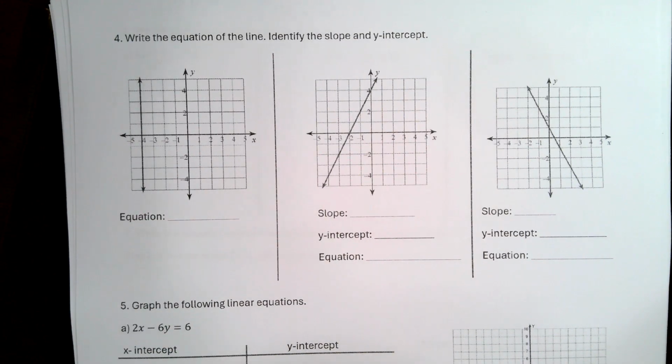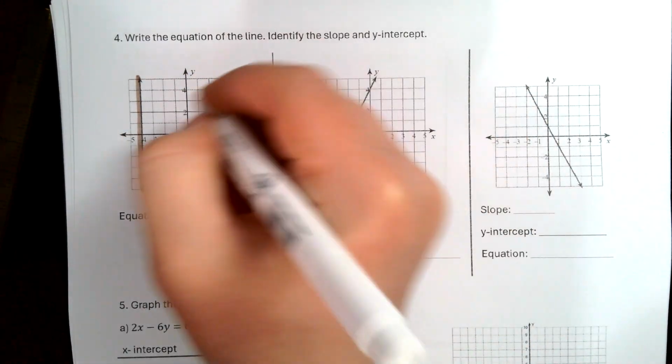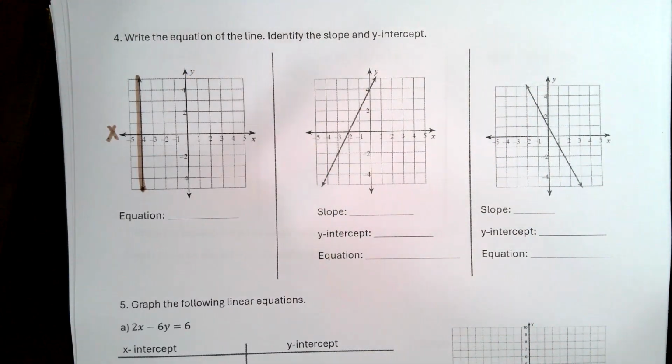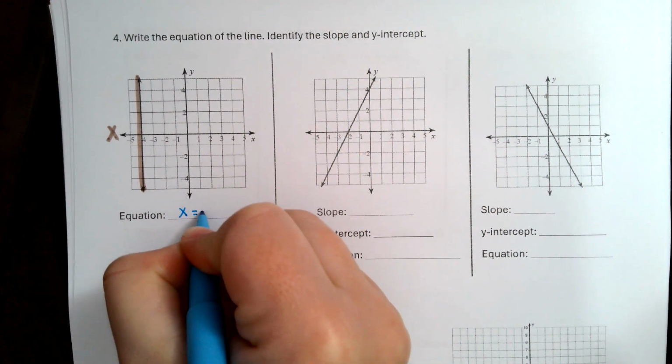Because this is a vertical line, this line is going up, down. That means this is going to be a one variable equation going through the x-axis. So that means for our equation, we're going to have x is equal to -4.